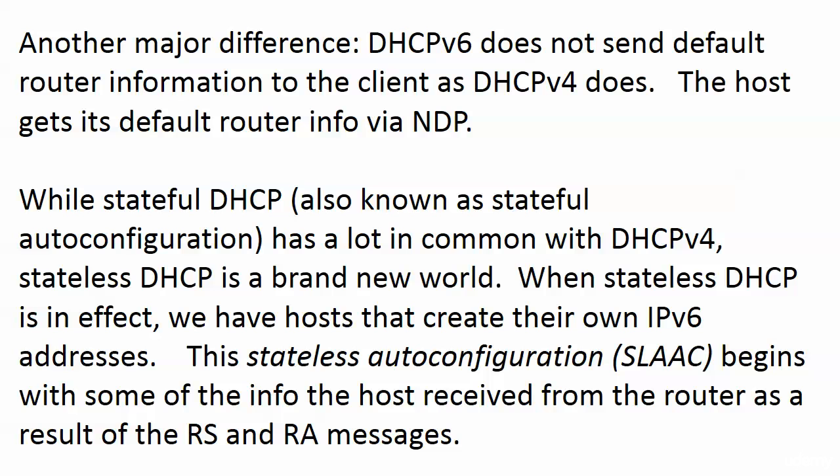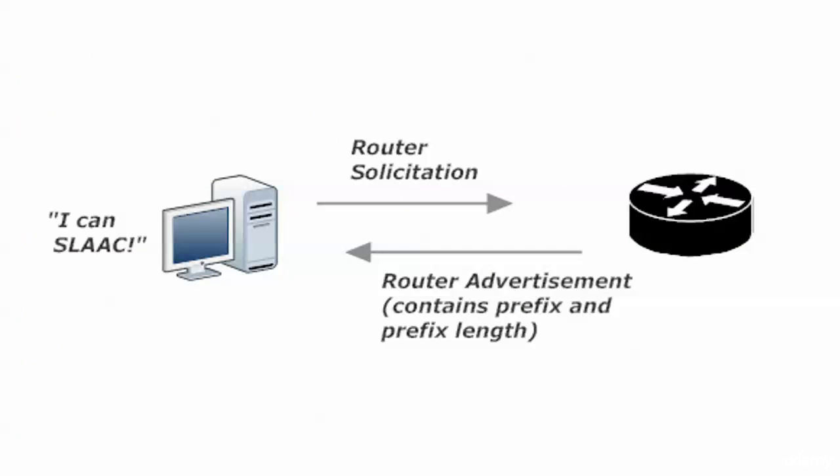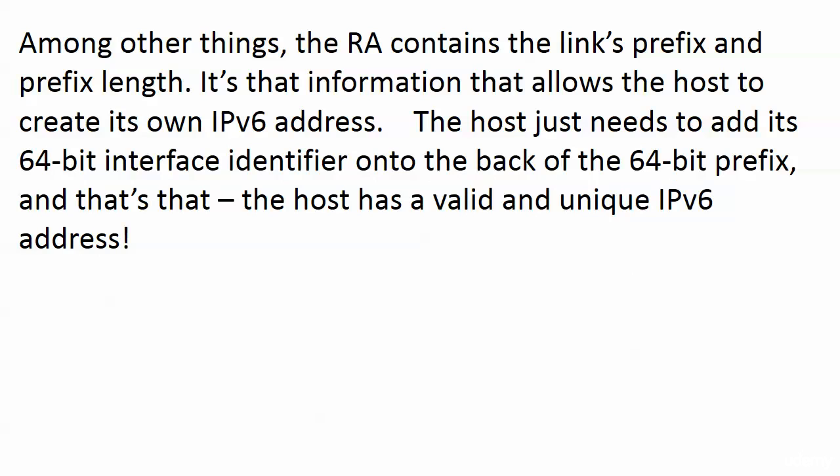But this is stateless auto configuration, SLAAC, and it begins actually with some of the information the host got from the router as a result of the router solicitation and router acknowledgement messages that we looked at earlier. And some of that information in the RA includes the prefix and the prefix length. Now, that information allows the host to create its own version 6 address.